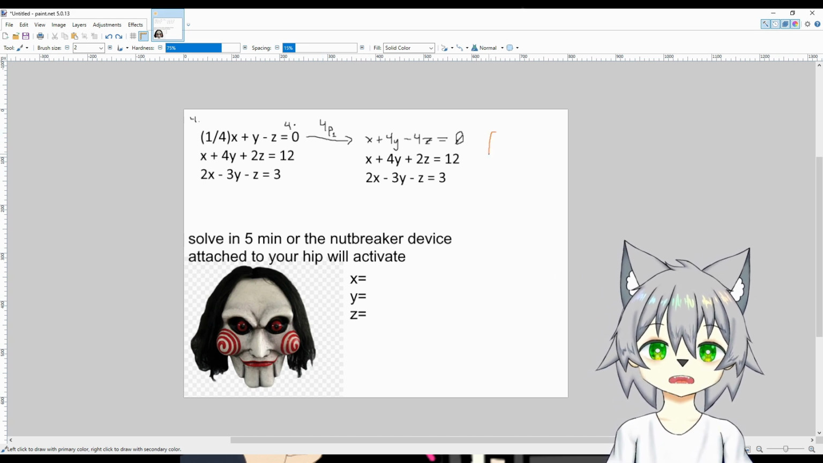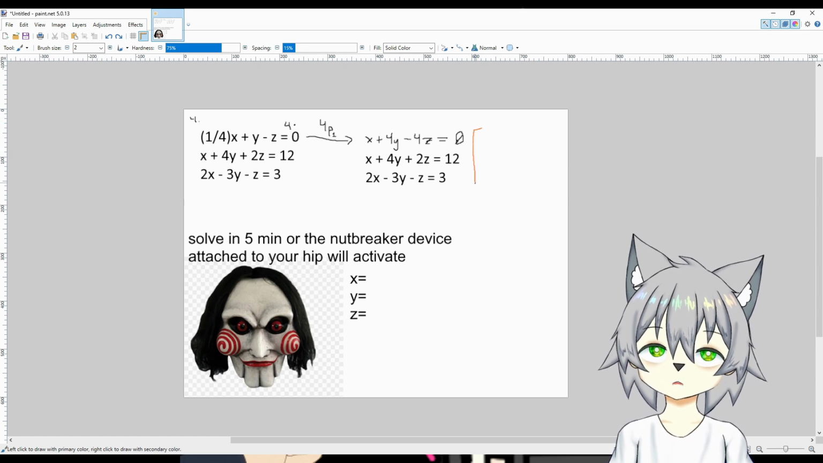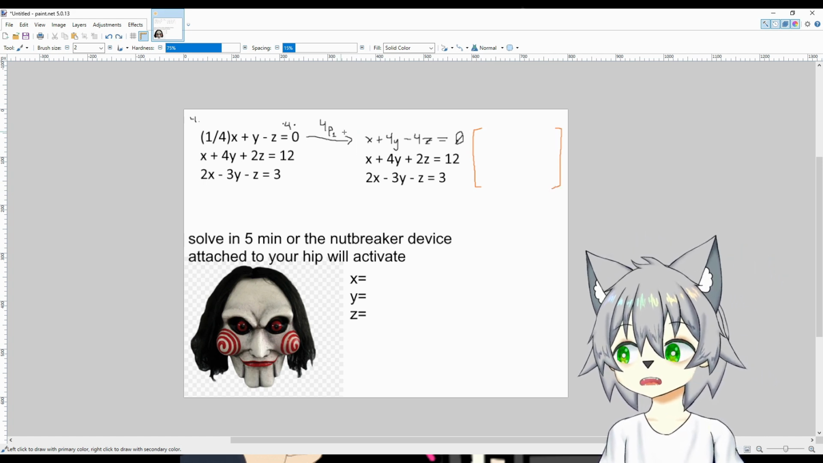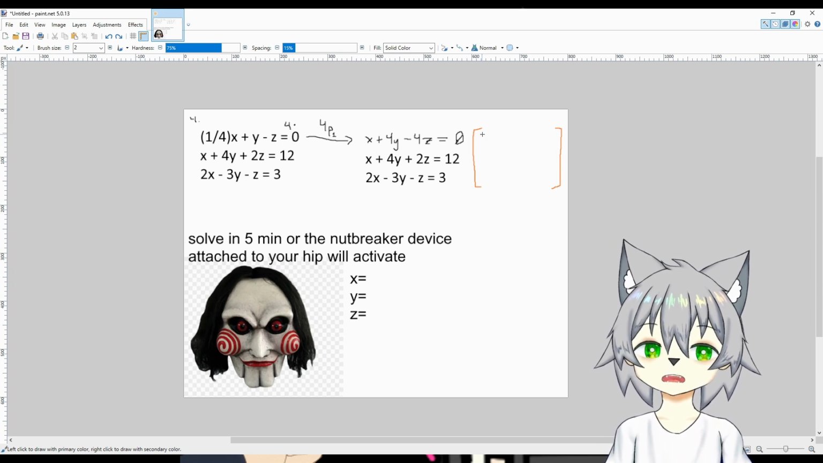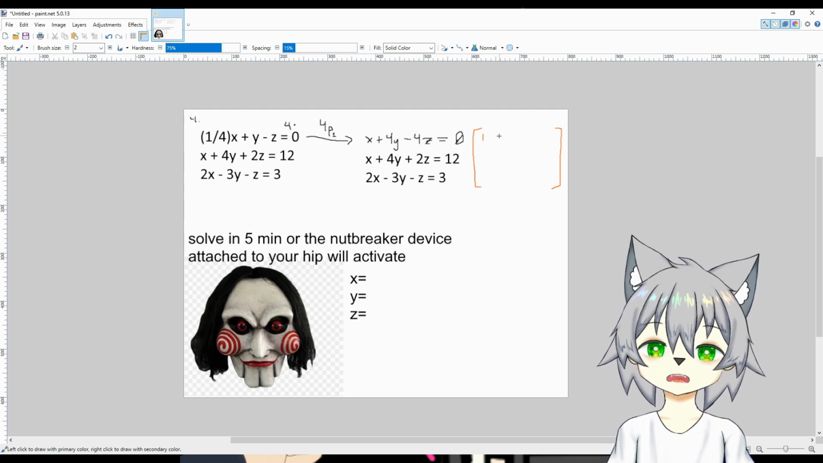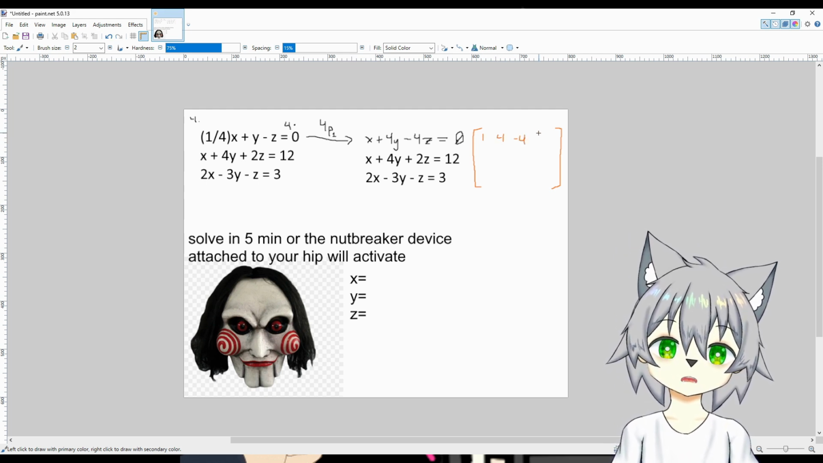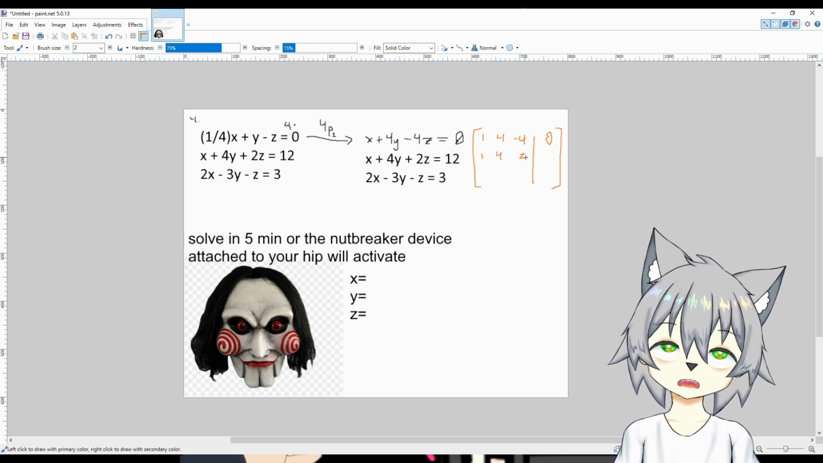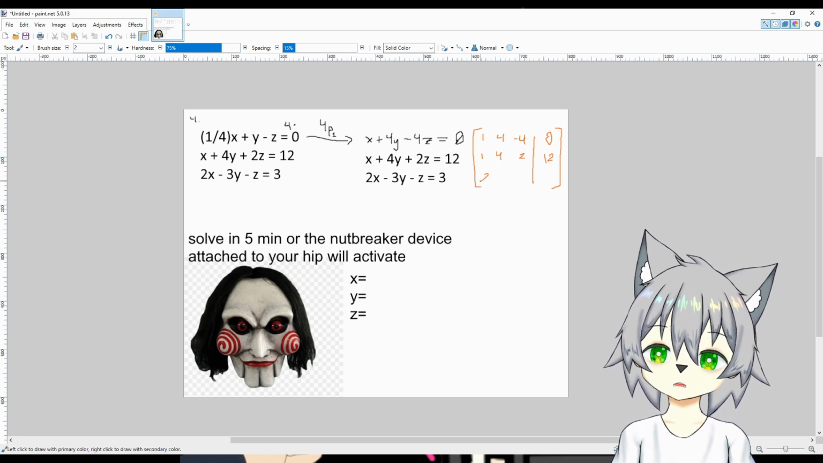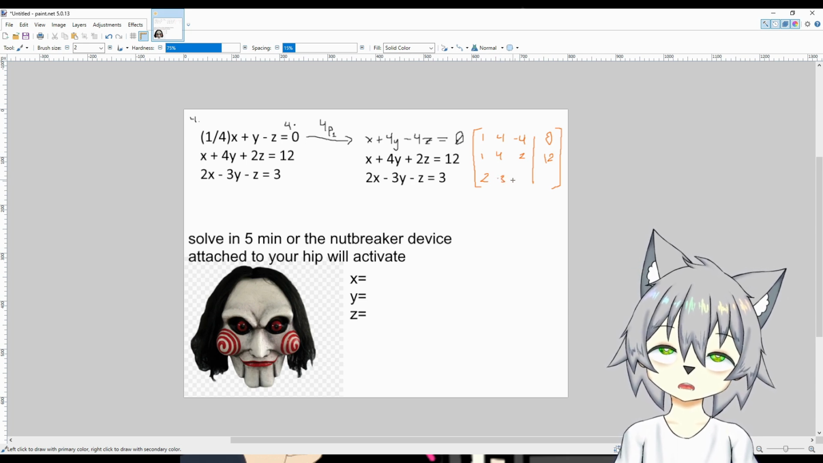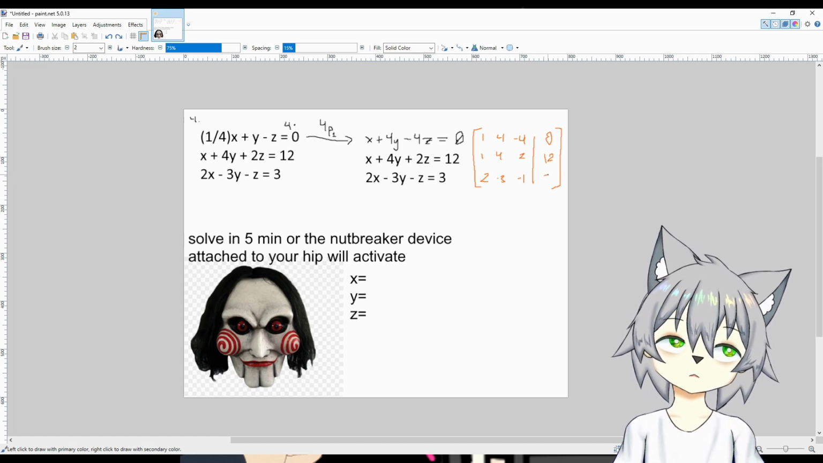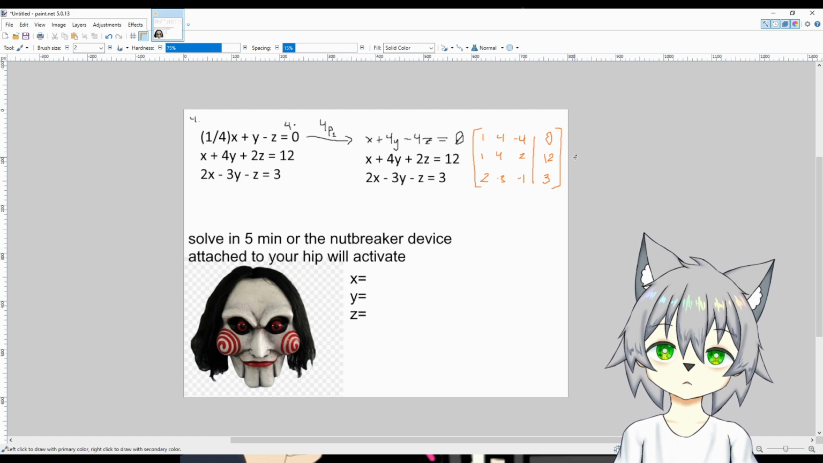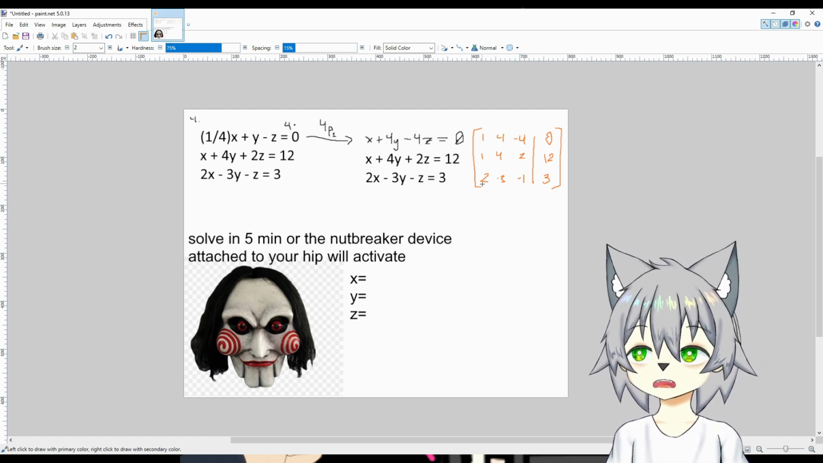This can be simplified to an augmented matrix, not an actual one yet. And we write it as such. We're going to use this one here because I don't want to deal with that 4th here. And we've already simplified it a bit. So we basically have 1, 4, minus 4, 0 on the first row. 1, 4, 2, 12 on the second row. 2, minus 3, minus 1, 3 on the third row. And if we subtract rows together, we can make this easier.